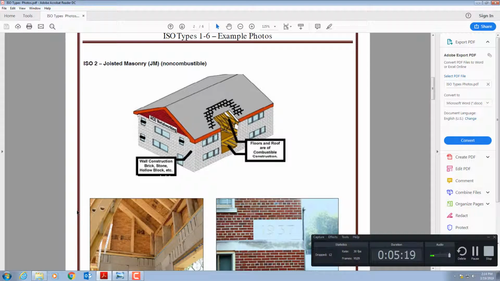So if it has a brick exterior, it could either be a frame building, or it could be a JM building, or it could potentially be masonry non-combustible. But it really comes down to what's holding that building up. Are the walls made of concrete or are the walls made of wood? It makes sense why a company would charge a different rate for a wood-built building than a concrete-built building. A concrete building will burn a lot slower than a wooden building.